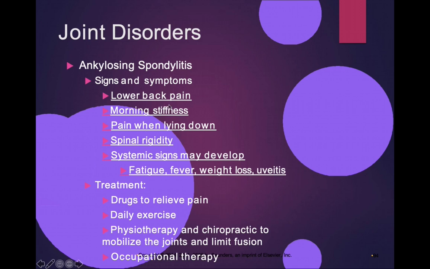Signs and symptoms: pain in the lower back, lots of stiffness in the morning, even pain when lying down, and the spine is just so rigid and stiff. There are some systemic signs. They're tired, there's fever, there can be weight loss, and uveitis, which are symptoms of the eye, especially the iris of the eye. There are some drugs that can be given to relieve the pain. Some daily exercise is helpful. Physiotherapy and chiropractic to mobilize the joints and try to limit the fusion, as well as occupational therapy.